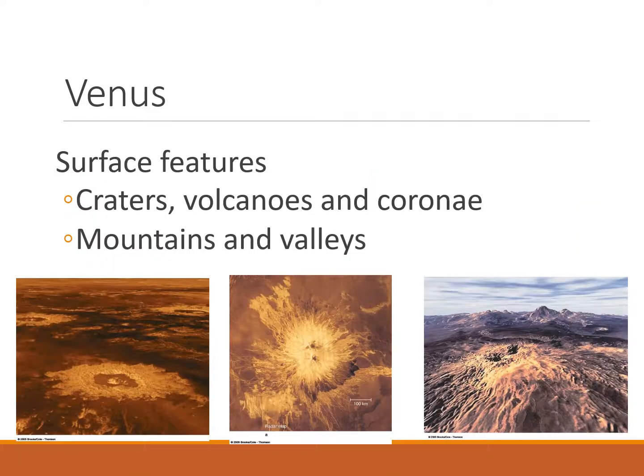Okay, so let's talk about some of the surface features. There are craters on the surface, there are volcanoes, and there are what we call coronae. We've also seen evidence of mountains and valleys, which are actually quite beautiful. If you look at an animation that's made from the Magellan data, it's quite beautiful and breathtaking.